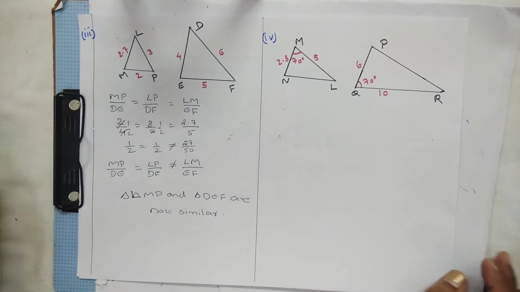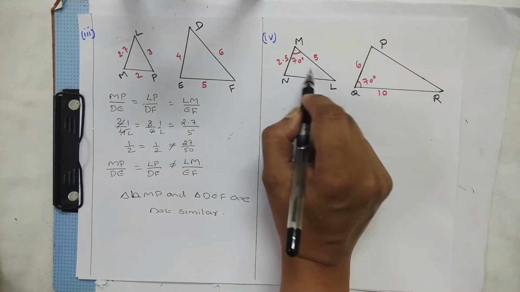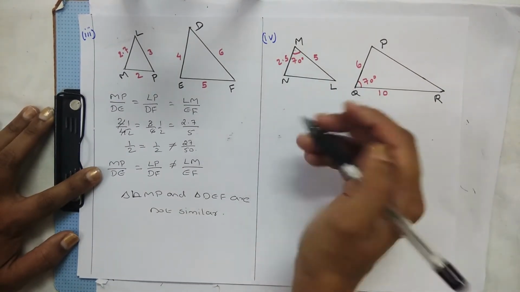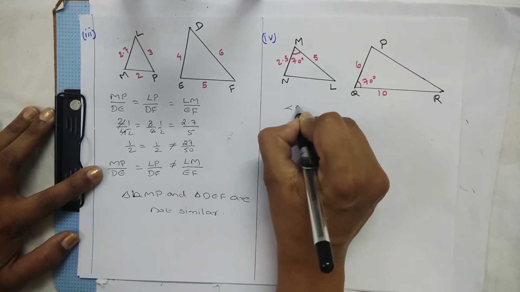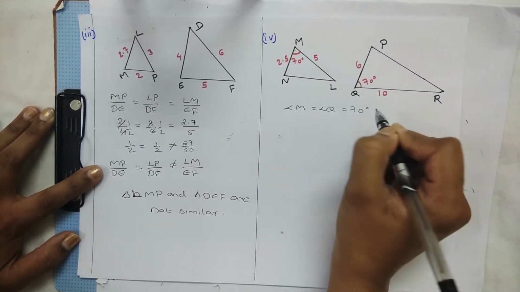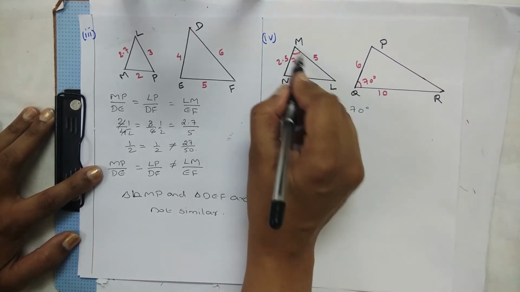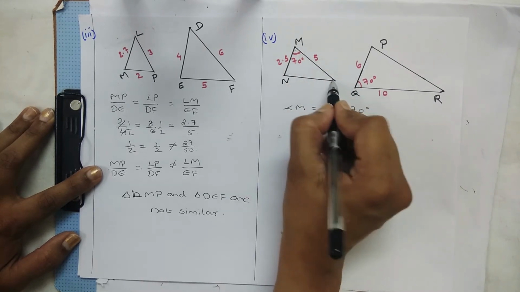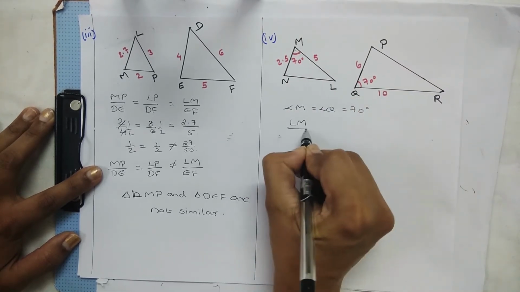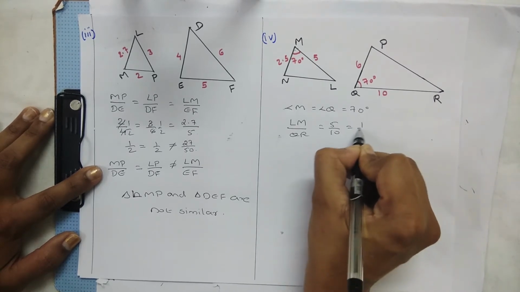See here, two sides and included angle you have to check. Two sides and included angle. So 70 degrees. So which are the sides here? Corresponding angles here. Angle M is equal to angle Q is equal to 70 degree. Now 5 and 10 we are taking. So LM divided by QR is equal to 5 by 10. It is equal to 1 by 2.